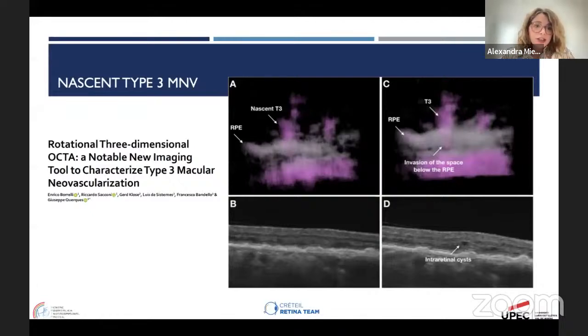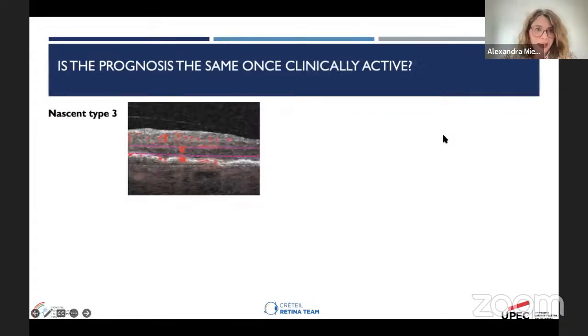If we look at rotational three-dimensional OCT angiography, we can very nicely also distinguish between nascent type 3 and clinically active type 3, because we can very clearly see that here nascent type 3 is really above the retinal pigment epithelium, while the clinically active type 3 will invade the space below the RPE. As you can see here, it goes downwards. And of course, the prognosis is not the same when the lesions are clinically active.